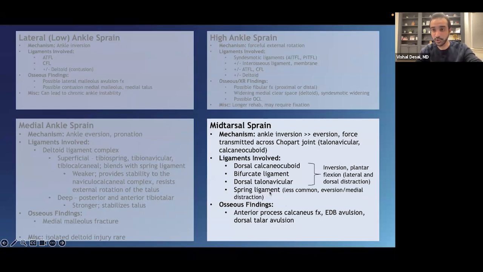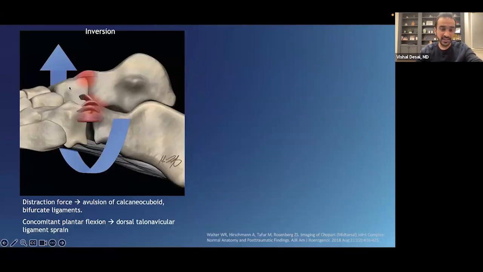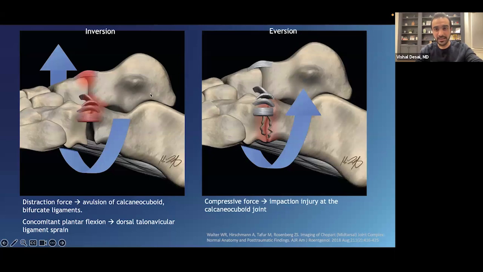If these patients have premature return to activity, they may have persistent pain and instability. So let's go through that. This is going to be an inversion injury with a bit of plantar flexion. You'll have injury to the dorsal calcaneocuboid, your dorsal talonavicular, and your bifurcate ligament, possibly with osseous avulsions. The much less common form of a midtarsal sprain is going to be an eversion injury, as opposed to all of those ligaments getting involved. This may lead to an injury to the spring ligament, and you'll end up with more of an impaction injury across your calcaneocuboid. It's quite rare to get this.